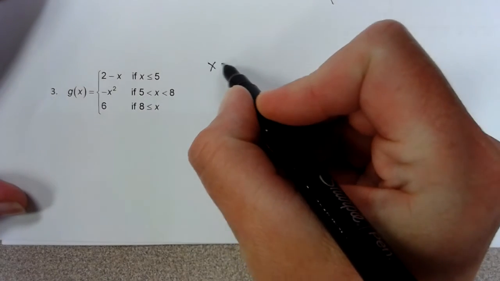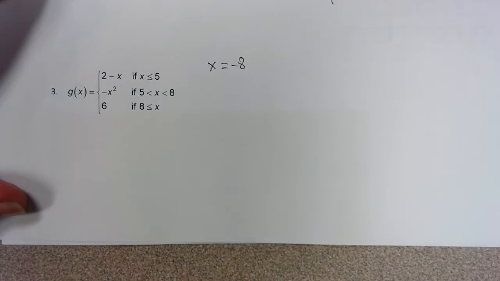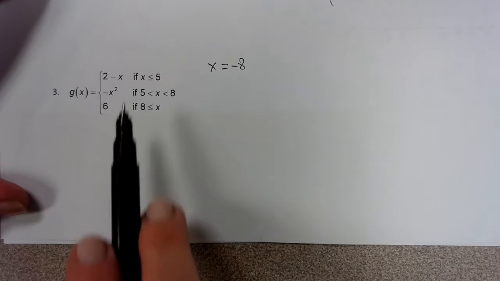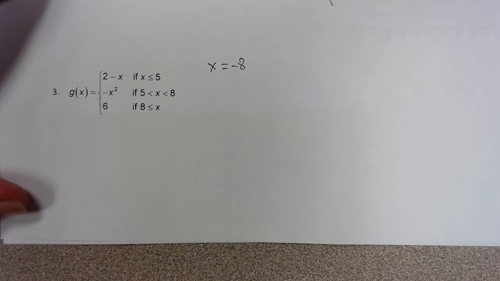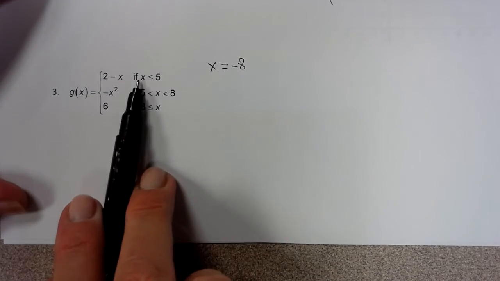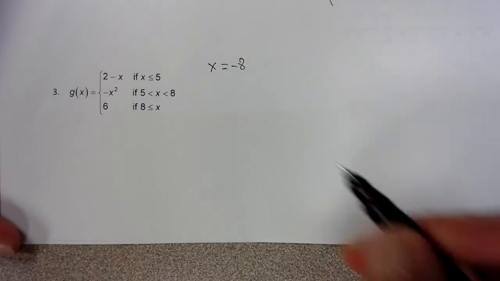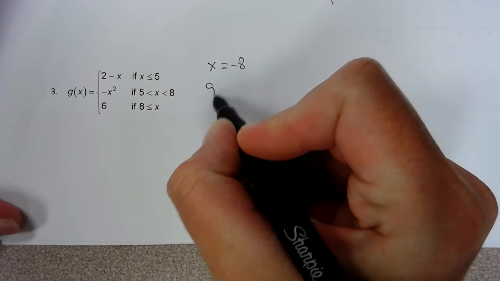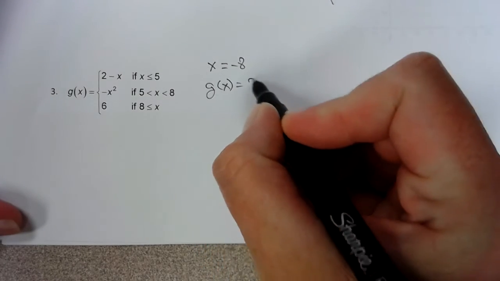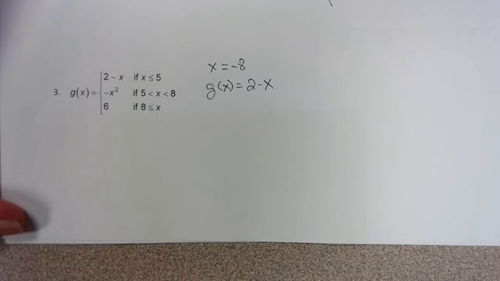We're going to see what happens when x equals -8. Does that fit into the first, the middle, or the bottom one? So that fits into the first scenario. G of x equals 2 minus x.